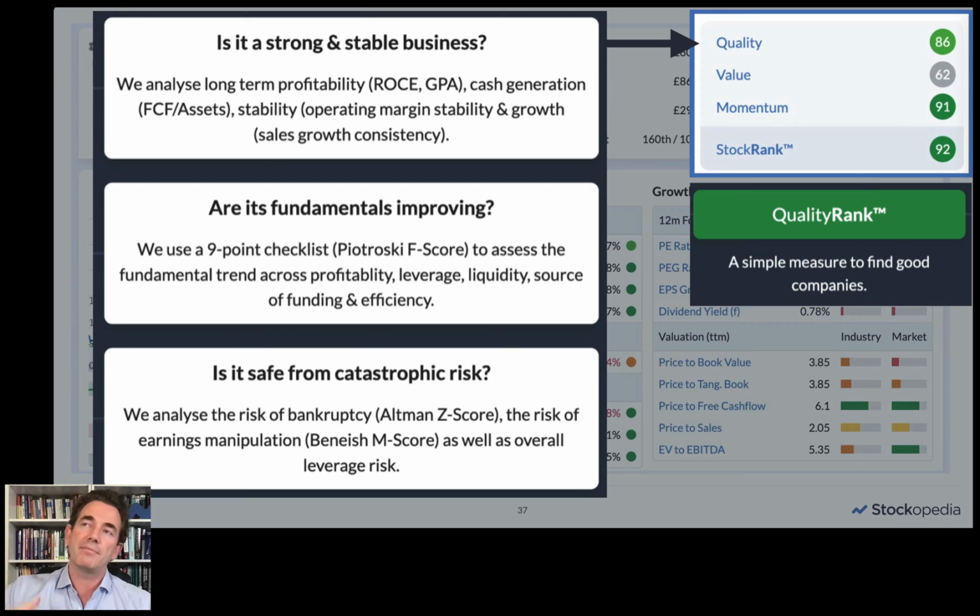quality rank. Beyond that, we also look at whether the financials have got better from last year to this year using something called the Piotroski F-score. We'll talk a bit more about Joseph Piotroski when we get to the red flag sector, but that's a key factor that goes into our quality rank. And we also look, using other red flags, to see whether it's safe from catastrophic risk, so the risk of bankruptcy and earnings manipulation. All these factors go into our quality rank, which gives you an immediate litmus test of whether something is a good stock or a junk stock. Good stocks tend to beat junk stocks. I've got data on that I can show later if anyone's interested.